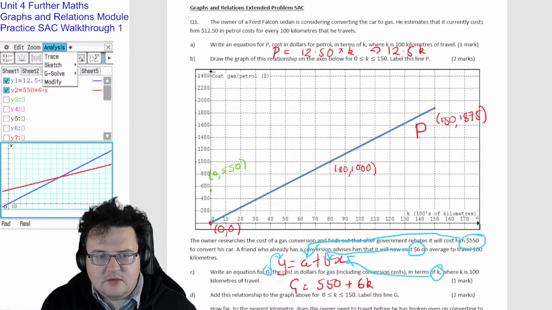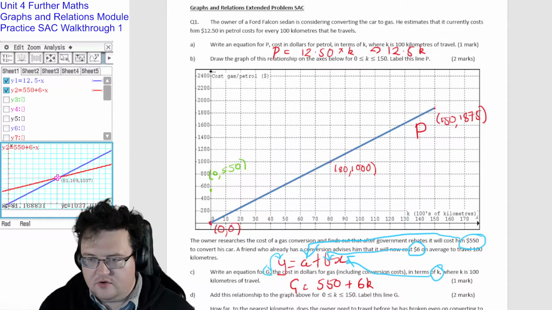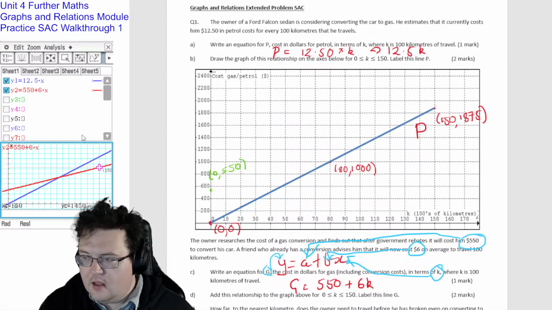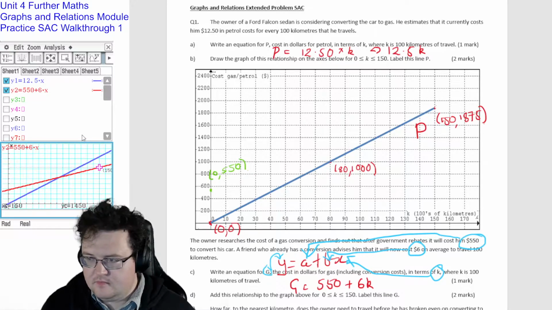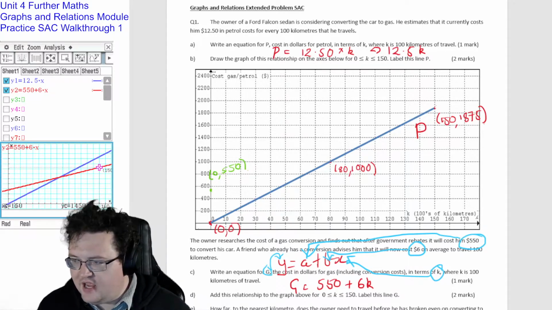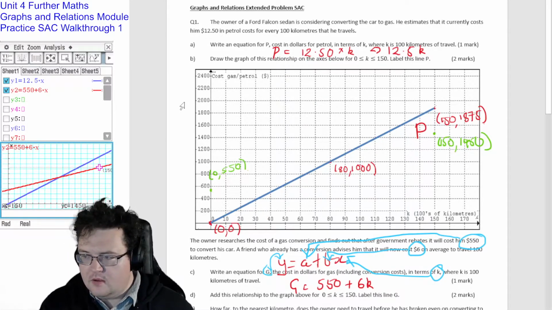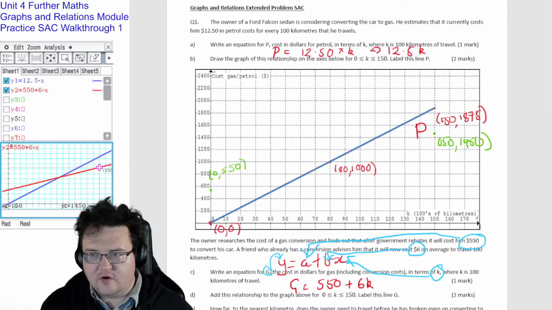And then, using my CAS, I'm going to trace along the red line, and I'm going to go to 150. And that's only going to be 1450. So at 150, we're only going to be at 1450. So that's going to be a quarter of the way between 1400 and 1600. So it's going to be about there. And we're going to make a mark of that point, 150, 1450. Close the bracket. And we now have 2 points that we can use to draw our line.